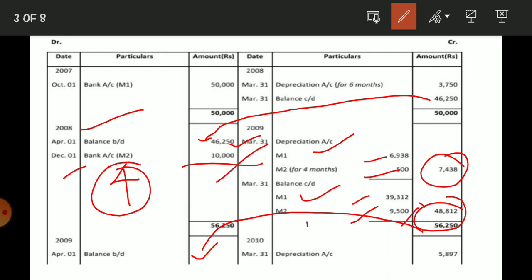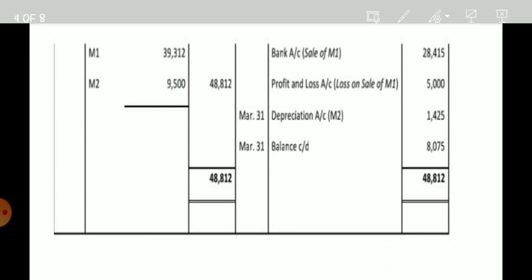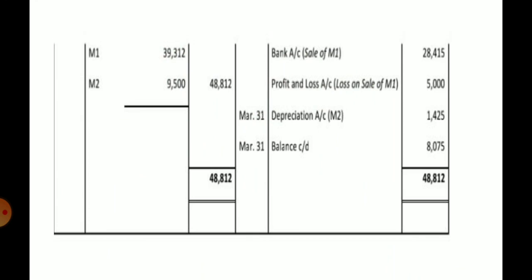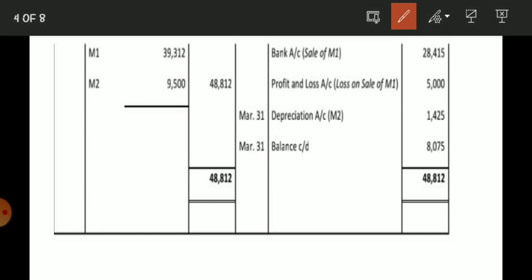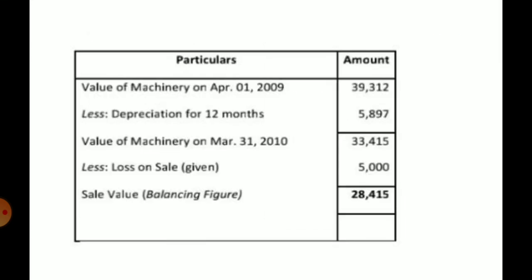Okay, and in next year again we calculate the depreciation amount. So this will be the total. Now in this year we sold machinery. So first of all we have to find what the sales value is, how it comes in this column. So for this we have to prepare a working note. So here is the working note.